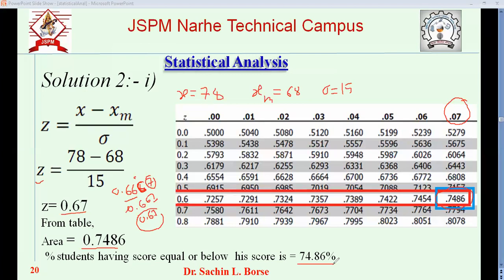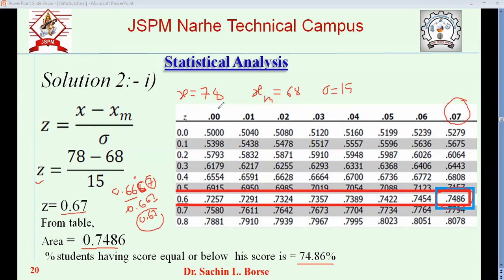But we have to compare test 1 and test 2, so we have to calculate again for test 2. Please, all of you, check the table whether you are able to locate the value. All of you, please locate the value in the table. I have already shown you here.